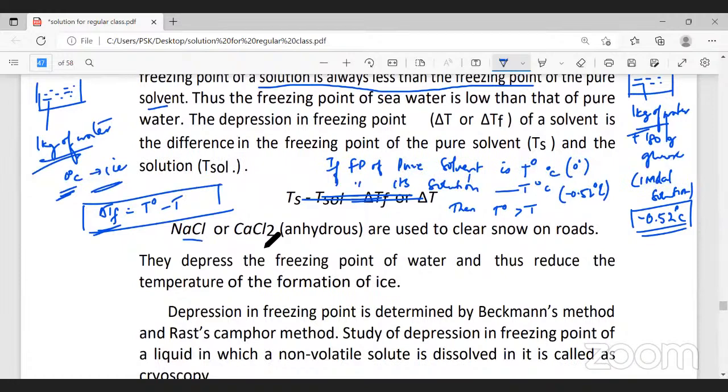Sodium chloride and calcium chloride anhydrous are used to clear the snow on the road. They depress the freezing point of water and thus reduce the temperature for formation of ice.